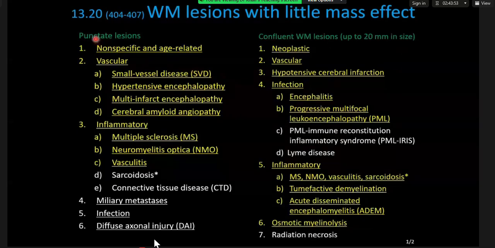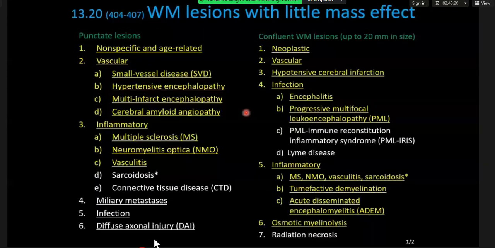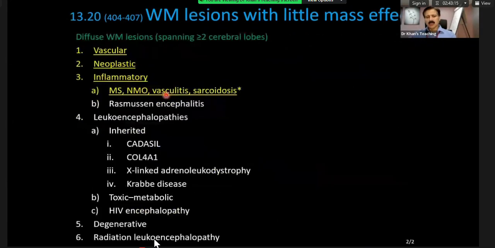from this differential diagnosis, look here, punctate lesions, and MS is there. But you will see that ADEM, acute disseminated encephalomyelitis, is not in this subheading. On the other hand, it is in this, under this heading. You will see it here. So what does it tell you? That in ADEM, the lesions will be slightly bigger, actually, more confluent. Sometimes, they are even like this, diffuse. But in MS, the lesions are more punctate.